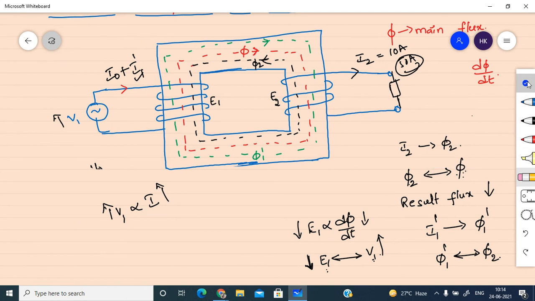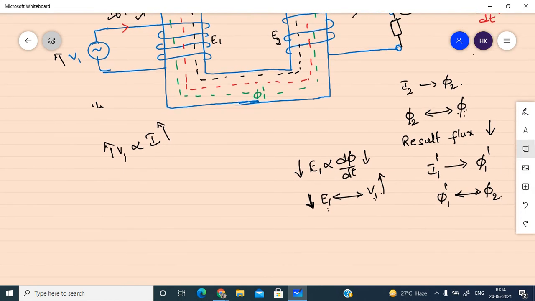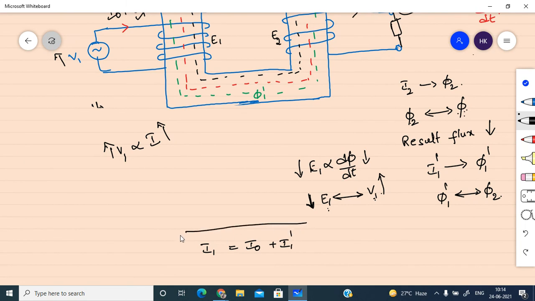Now the primary current in the transformer, primary current I1, is equal to I0 plus I1 dash. This is the equation for the primary current under loaded condition. I0 is the no load component of the current, plus I1 dash is the additional current drawn by the transformer under loaded conditions.